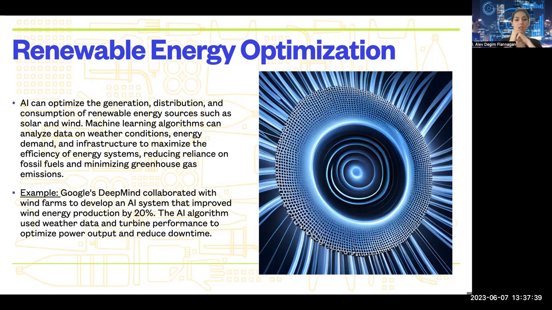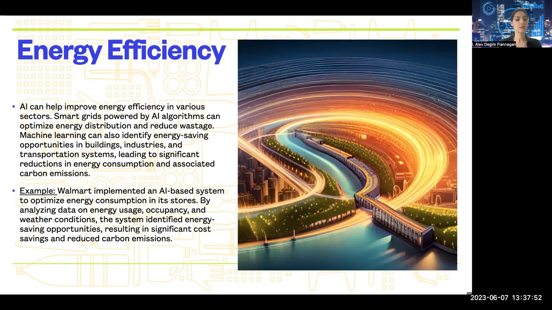So an example for that is Google's DeepMind, which collaborated with wind farms to develop an AI system that improved wind energy production by 20%. And so it is very important to see these examples and how AI can be utilized in this fashion.